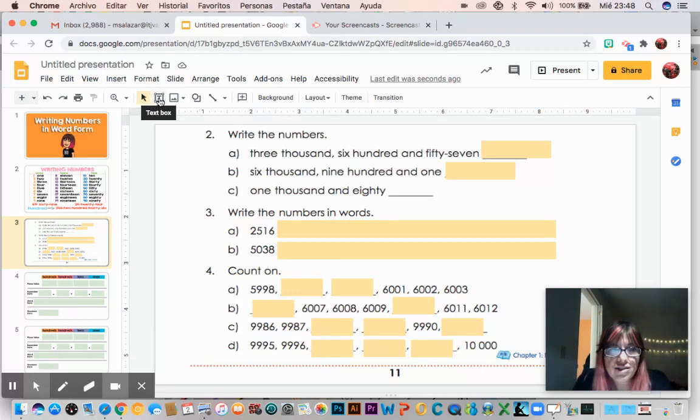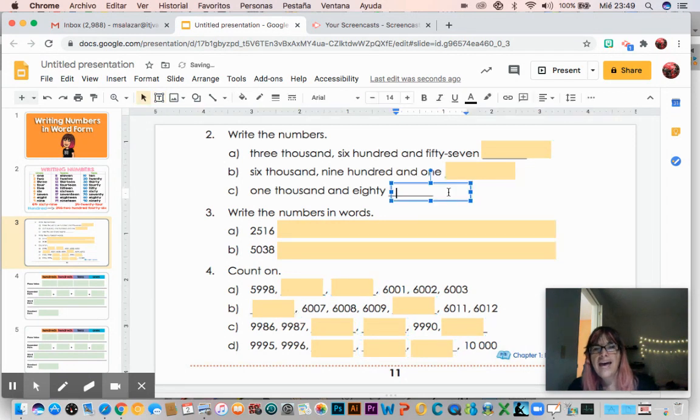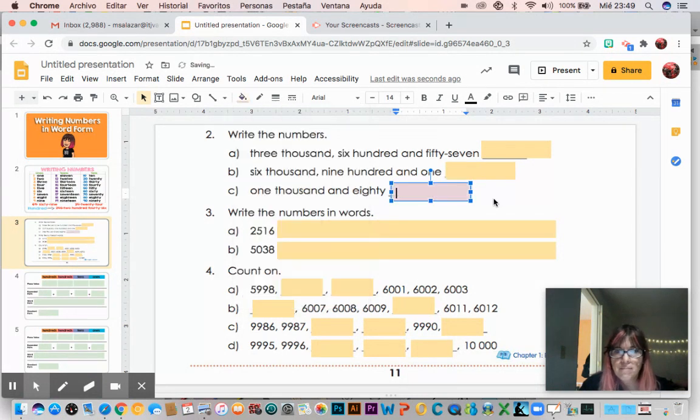Or insert means to put in a text box. Okay? So I click here. I click and drag. Let my finger out. And you can just begin writing there. Or if you still want to put a color, you can click here on the fill color, on the paint bucket, and you can pick a color. Even it can be a different color.